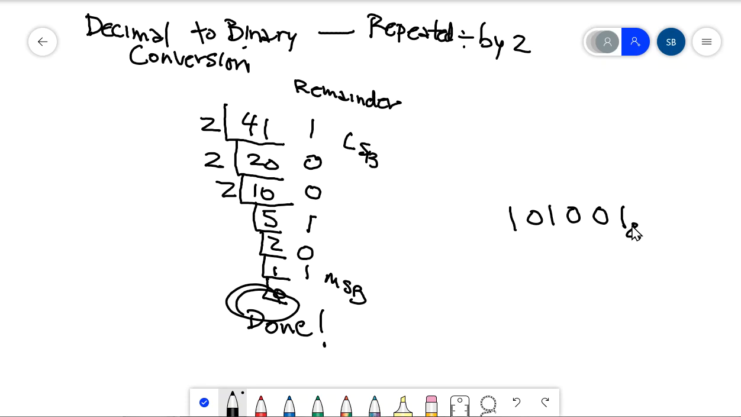Let's make sure it's right. Right, so we know this is the 1, 2, 4, 8, 16, 32, right? Because those are the weights, the powers of 2 for those positions. So what? 32 plus 8 is 40, right? That equals 40 plus 1 equals 41, and that's the right answer.